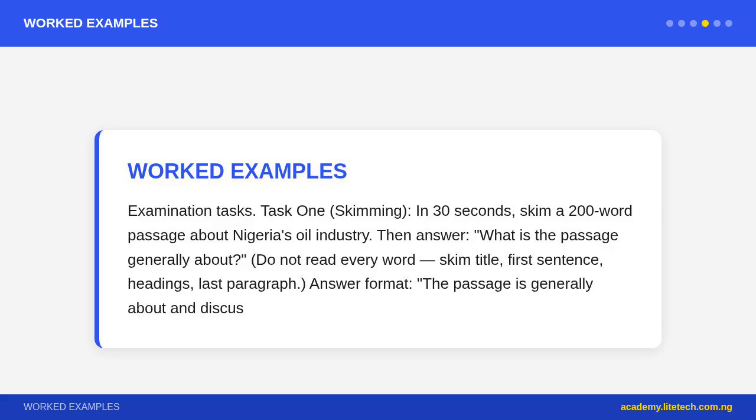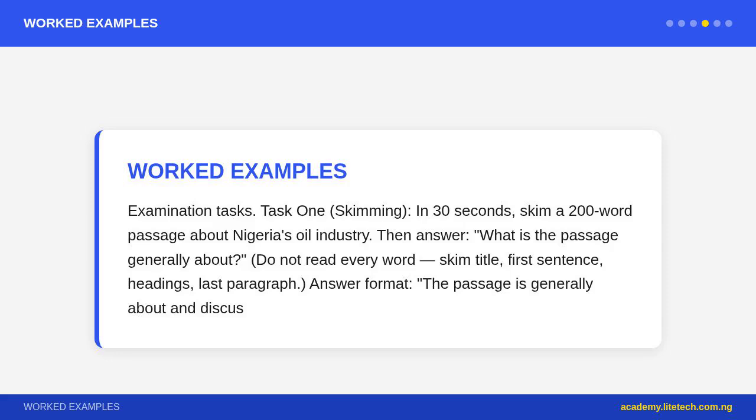Examination tasks. Task 1, skimming in 30 seconds, skim a 200-word passage about Nigeria's oil industry. Then answer, what is the passage generally about? Do not read every word, skim title, first sentence, headings, last paragraph. Answer format, the passage is generally about and discusses.